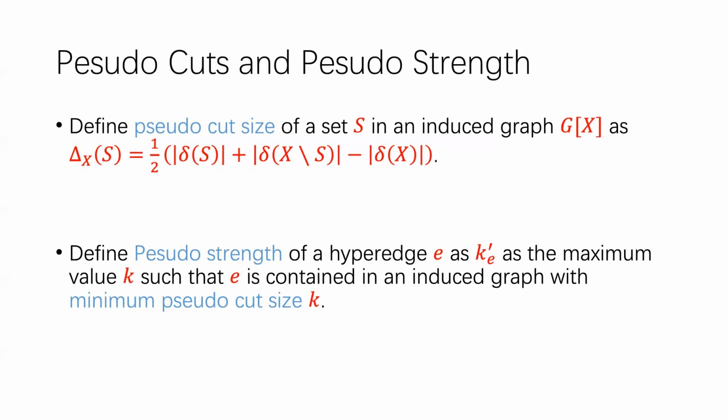So with the definition of pseudo cut, naturally we will define the pseudo strength of a hyperedge E. We call K prime E the maximum value K such that E is contained in an induced graph with minimum pseudo cut size K. There are some nice properties of pseudo cut size and pseudo strength, which are similar to the real cut size and strength, that will help us to construct the sparsifier. And these proofs are quite technical, and I will not cover them in this talk.